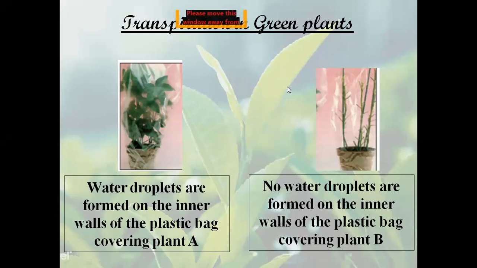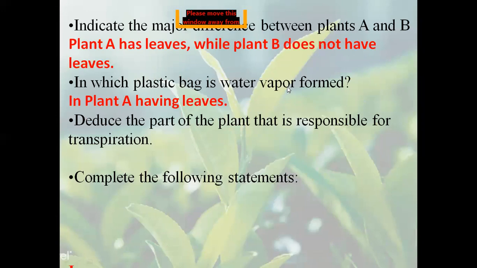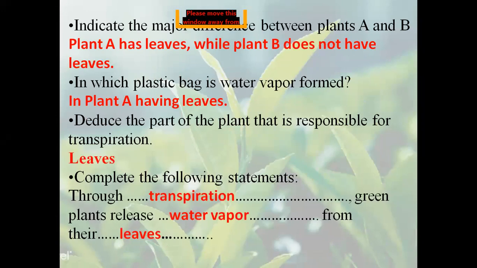They are the leaves. The leaves are the site where transpiration occurs. So during transpiration, the green plants release what? Water vapor from their leaves.